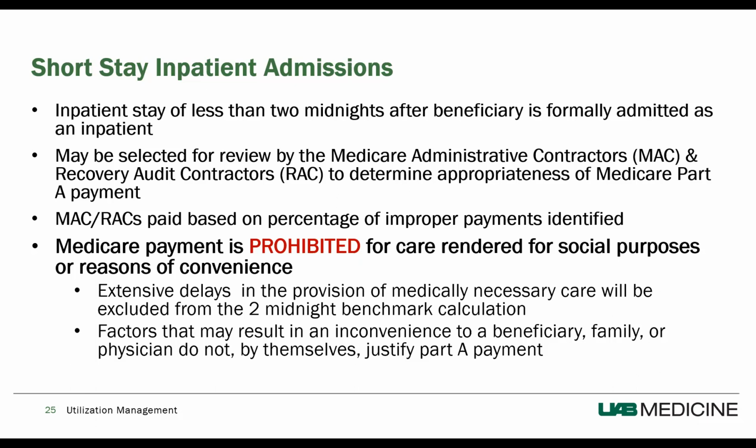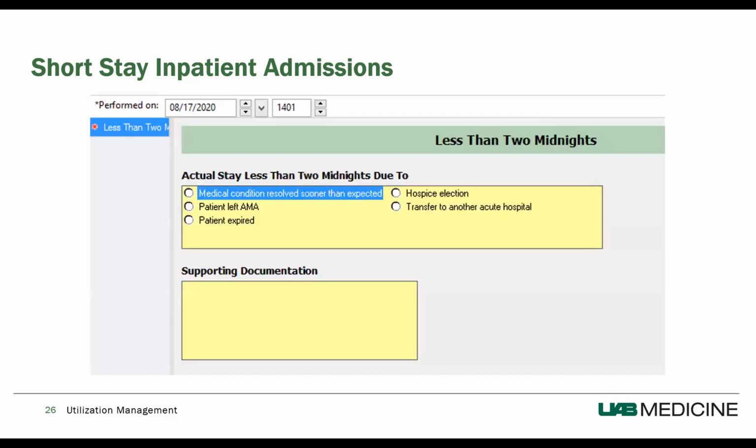Care rendered for social purposes or reasons of convenience, Medicare payment is prohibited. Any extensive delay in providing medically necessary care is excluded from the 2 midnight benchmark. And factors that are an inconvenience to the beneficiary, family, or physician do not by themselves justify Part A payment.